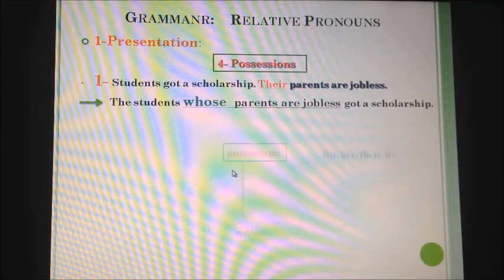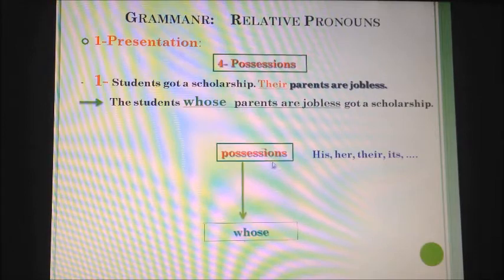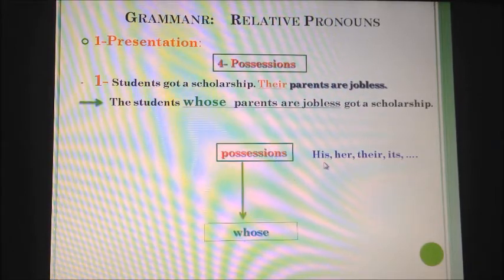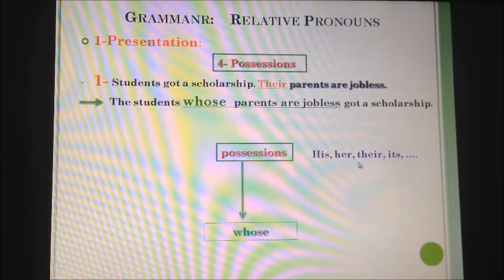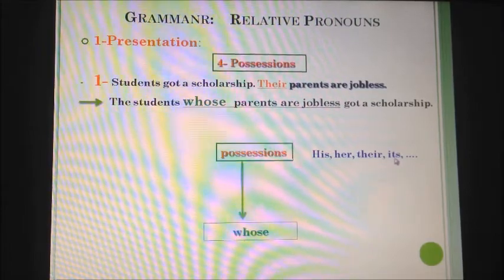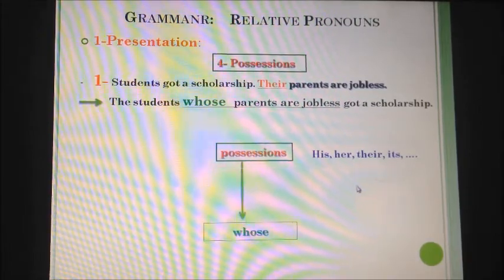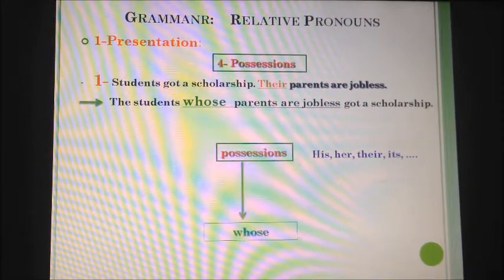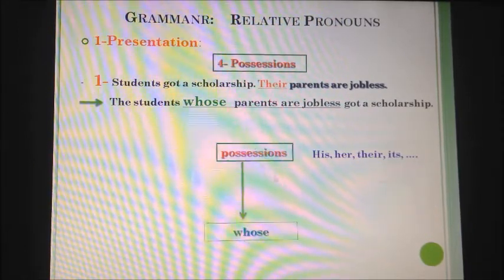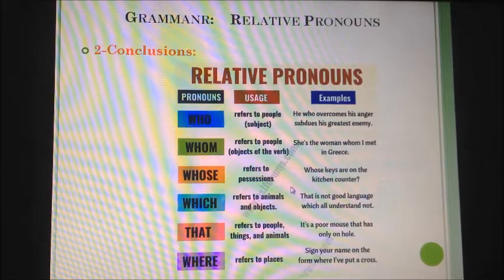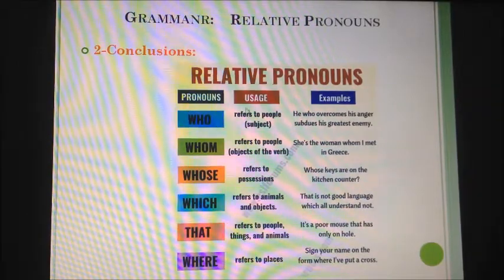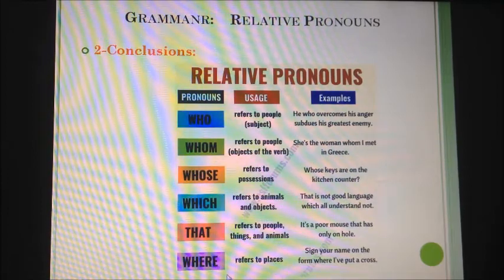Alright, so conclusion. If we have possessions, and usually we're talking about his parents, her parents, their parents, its color, his house, his school, their, etc., we use whose. So whose is only used when we have possessions. Conclusion. So this is a chart that shows all the relative pronouns we have seen.